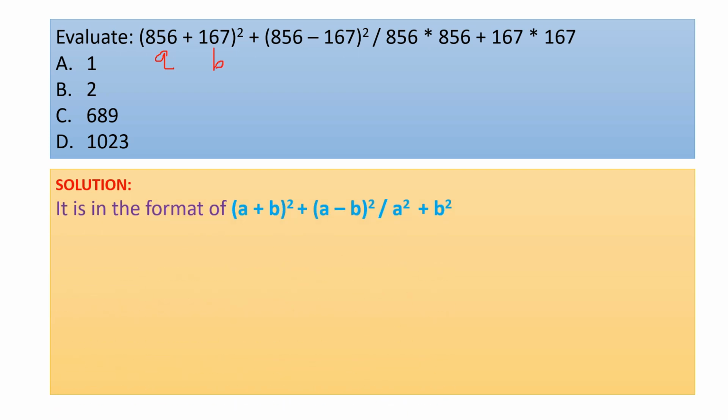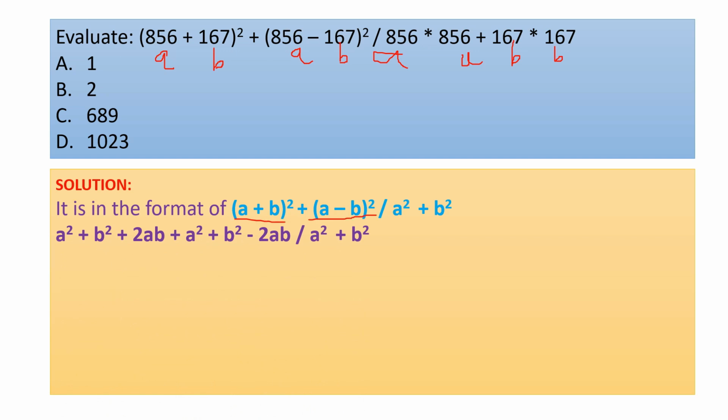So it is in the format of a plus b the whole square plus a minus b the whole square by a square plus b square. So I'm trying to expand this a plus b whole square and a minus b whole square. We know that a square plus b square plus 2ab is a plus b the whole square. For a minus b the whole square, it is a square plus b square minus 2ab. So here we have plus 2ab and here we have minus 2ab. So we are cancelling that.